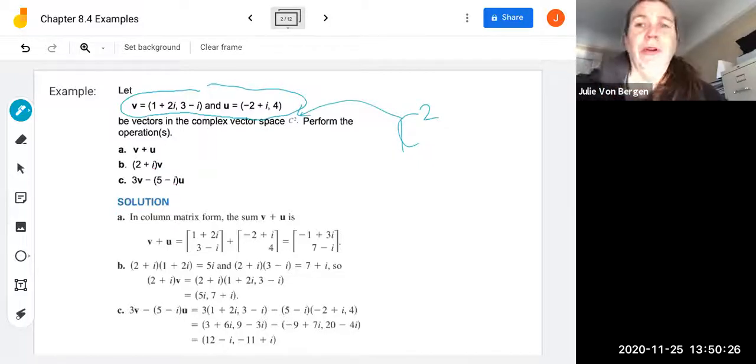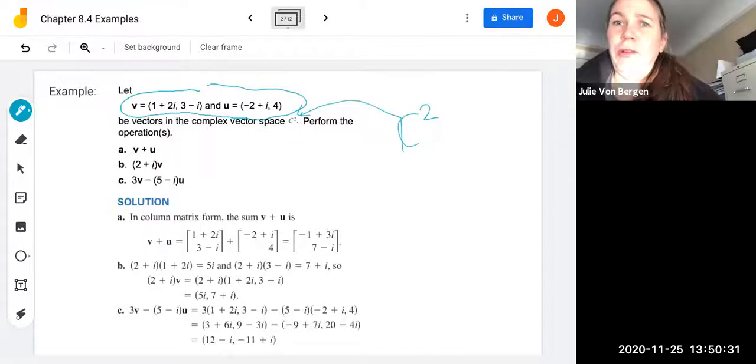And so we are going to perform all these operations. We're going to add V plus U. We're going to take 2 plus i and multiply it by V. And then we're going to calculate 3V minus the quantity 5 minus i multiplied by U.